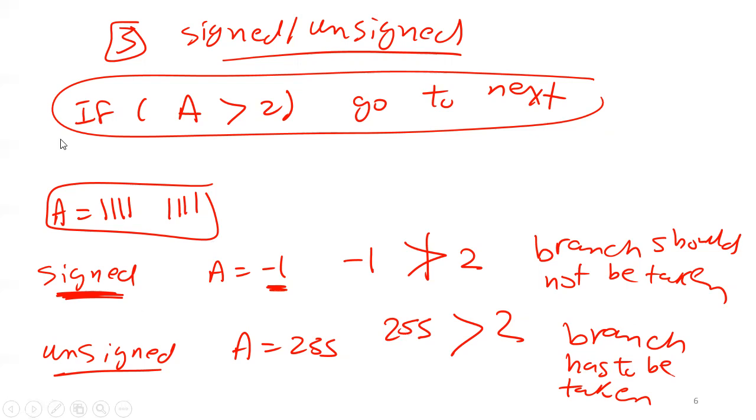If A has this number 11111111, listen to me. If you consider the number signed, that means this one is -1. And in this case, -1 is not greater than 2, is that right? So the branch should not be taken. But if you consider this one unsigned, A should be 255, which is greater than 2. So the branch should be taken. So it matters, right? I need to know, signed or unsigned. Is that okay? Because it's going to be different.